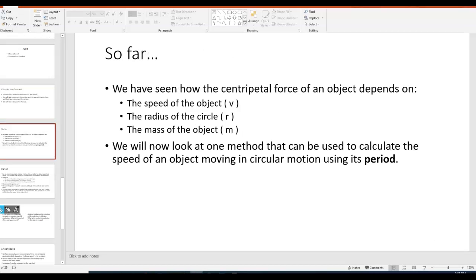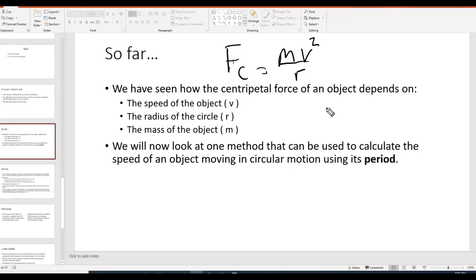So, just to recap. In the last video, we talked about centripetal force and centripetal acceleration, which an object must have in order to move in circular motion. There has to be that center-seeking force, that net force pulling or pushing the object towards the center of the circle. And the centripetal force depends on three factors: the mass of the object, the speed, v, of the object, and r, the radius of the circle.